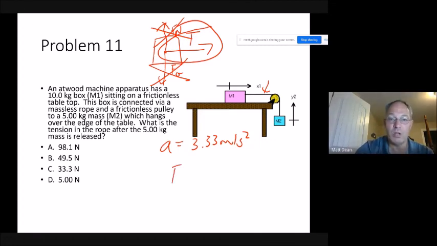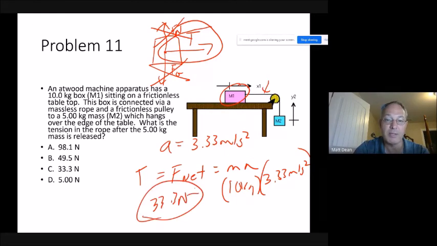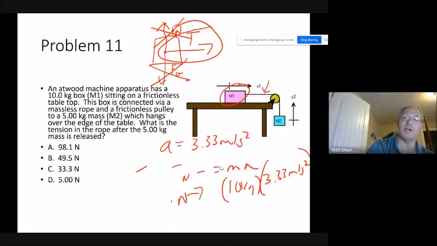We know when we're dealing with net forces, this is our equation. This net force is equal to the tension on box M1. So let's calculate it. Let's put in the mass of box M1, 10 kilograms, times the acceleration of box M1, 3.33 meters per second square. Calculate that out, and we end up with a net force on box M1 of 33.3 newtons. And in this case, that would be to the right. That is our net force on box M1. That is our tension in the rope. Now, we could calculate this another way from the other box's point of view.